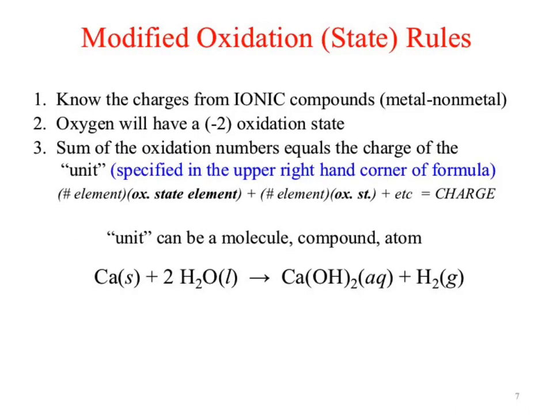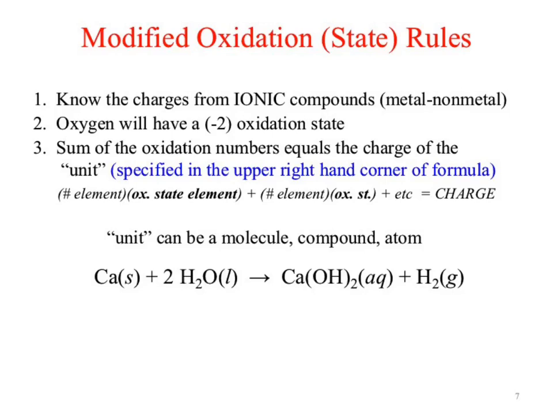Okay? There are rules, of course there are, to go through and approach these. These are modified rules to deal with this. You should know the charges from your ionic compounds. Why? If I know the charge, I can determine the oxidation state, which we'll see in just a second. Oxygen will always have a -2 oxidation state. Why? It's referring to its balance of protons and electrons. When I put oxygen into a system, it's always going to steal electrons from somebody else, which means it's always going to become a -2.